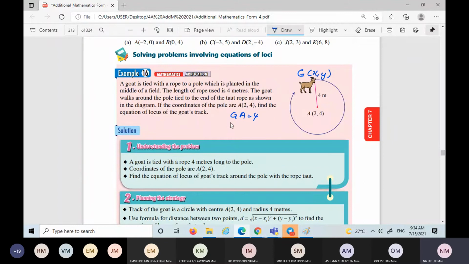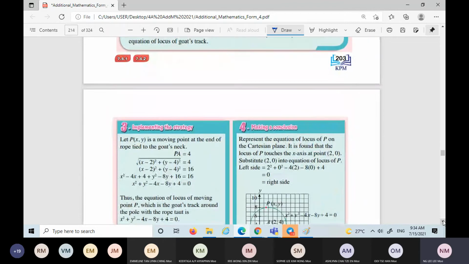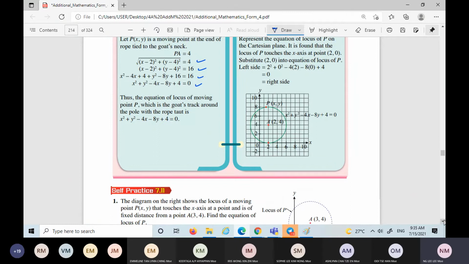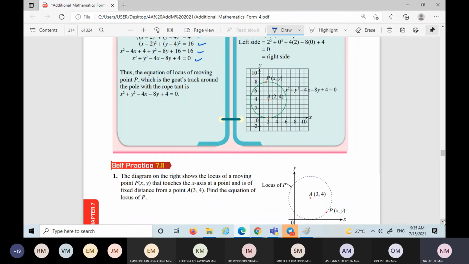Okay, so you start from here and then use the formula of the distance. G and A, so the square root of (x minus 2) squared plus (y minus 4) squared equals 4. Then square both sides, expand, move everything to the left, and rearrange. So this is your answer. That's simple, you just have to understand the question.